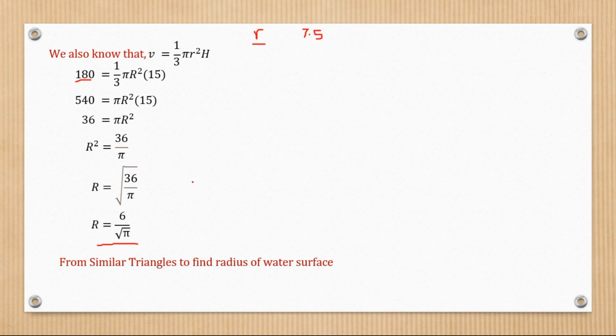Since I know capital R and I know capital H, I'm going to use that knowledge to find small r. So I'm going to use that to form an equation for small r. Now from similar triangles, I remember that I can say r over small h shall be equal to capital R over capital H, of which we know that capital R is going to be equal to 6 over root pi. So when I cross multiply this way, I'll have small r being equal to 6h over 15 root pi.